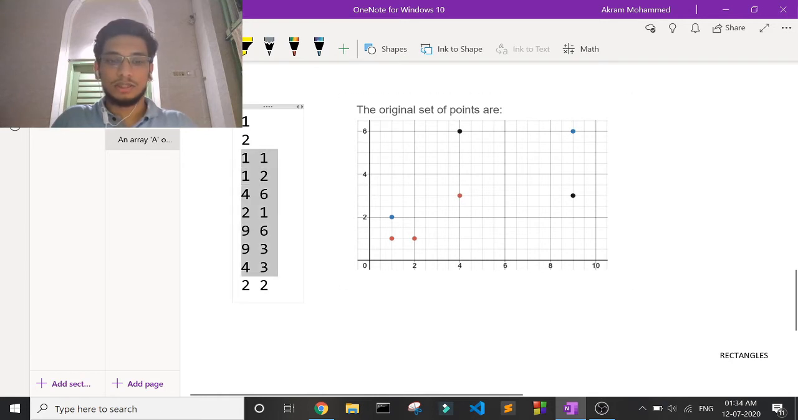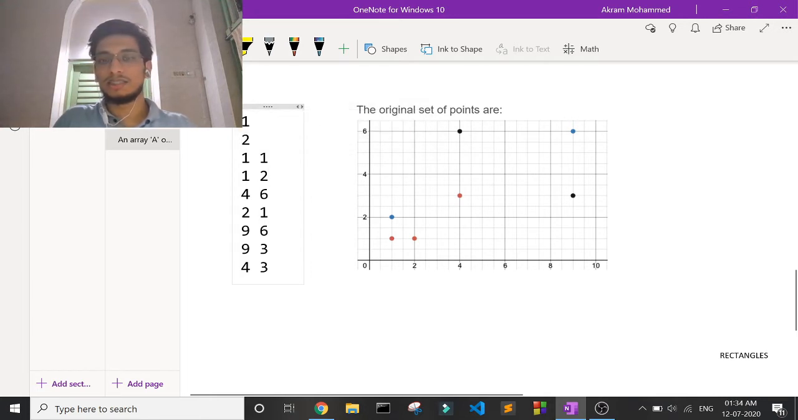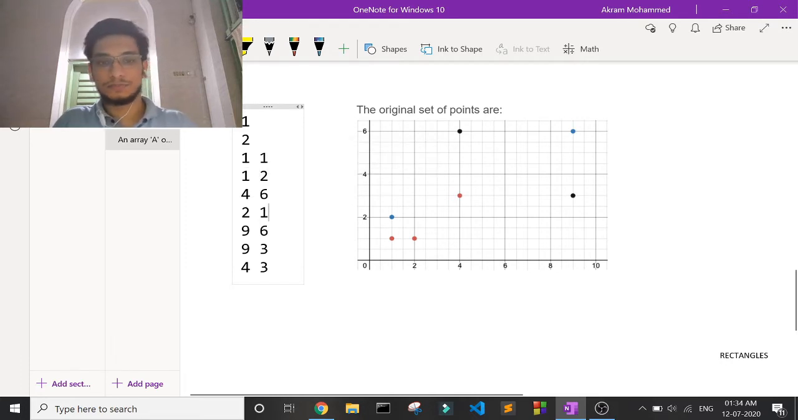So these are the points which have been given to us. And this is how these points are plotted, and one of these points is missing. So after the number of test cases, we get 2. That means there are 2 rectangles, and 2 rectangles meaning there are going to be 8 points. So in these 8 points they have not given us one of the points, so our job is to find that one point which is missing.